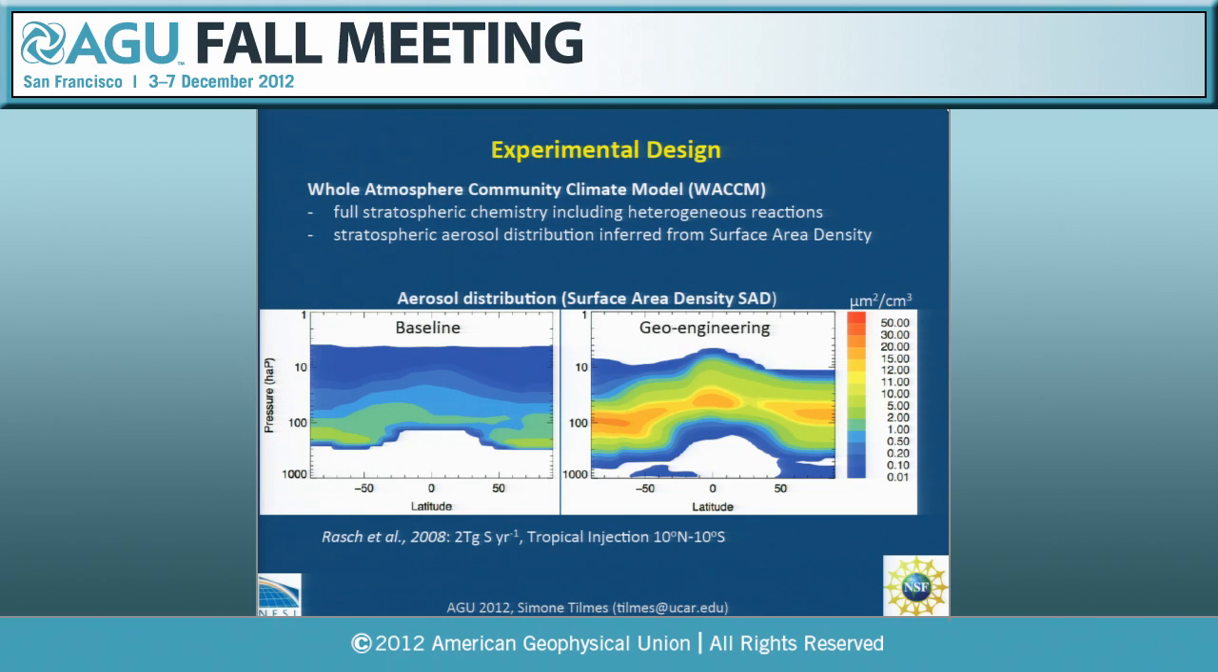Here we have two aerosol surface area density size distributions, or aerosol distributions described by surface area density. And the model will then calculate the aerosol distribution from this information. One is the baseline, and one is the geoengineering distribution that we have taken from a previous model study from Russia et al., where sulfur was injected in the tropics and distributed over the globe. And so we do contrast these two in the following.